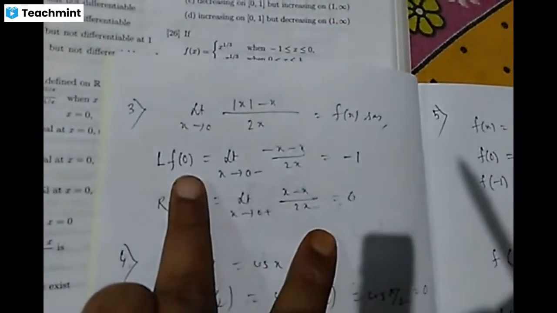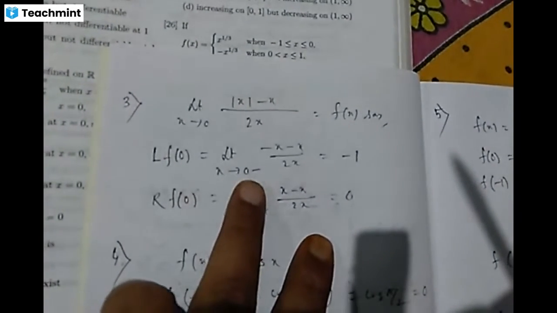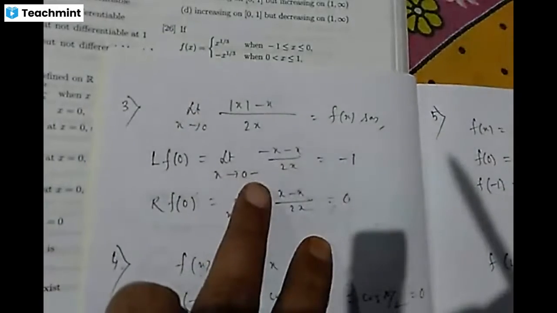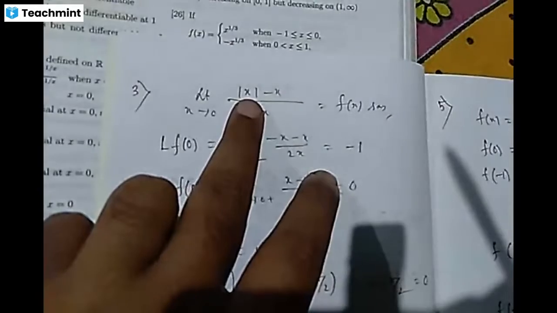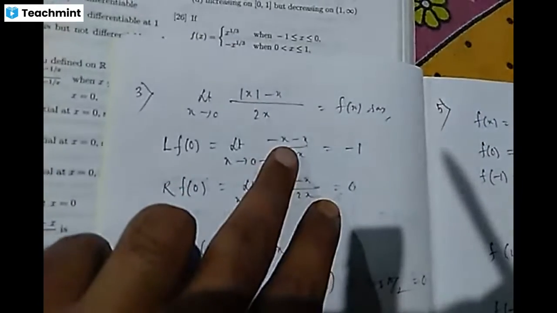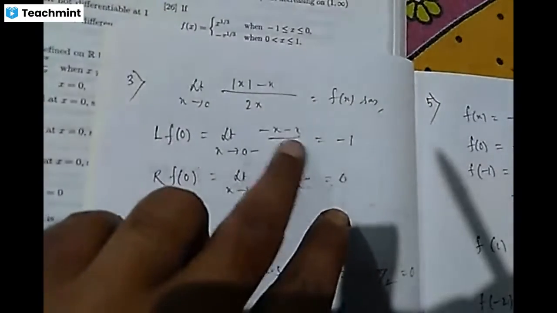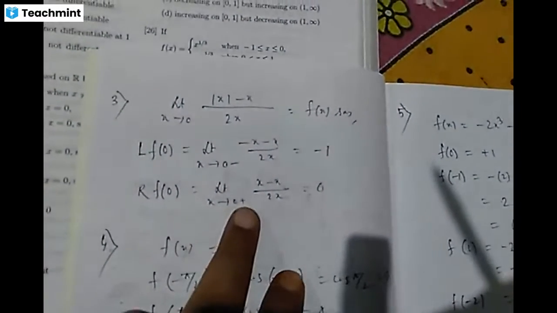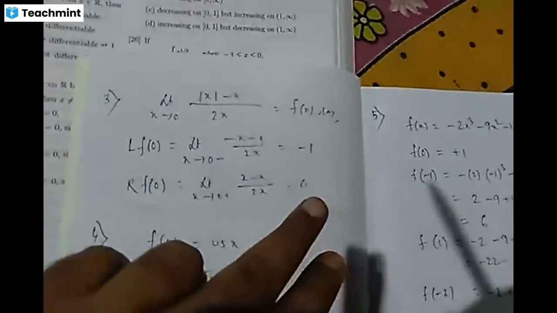So the left hand limit of the function at the point 0, when x tends to 0 negatively, then mod of x, x being negative, its value will be minus x. Then we will get minus 1 if you evaluate it. And the right hand limit of the function at the point 0, when x tends to 0 positively, here mod of x will be x, and x minus x will be 0. That's why its value is 0.